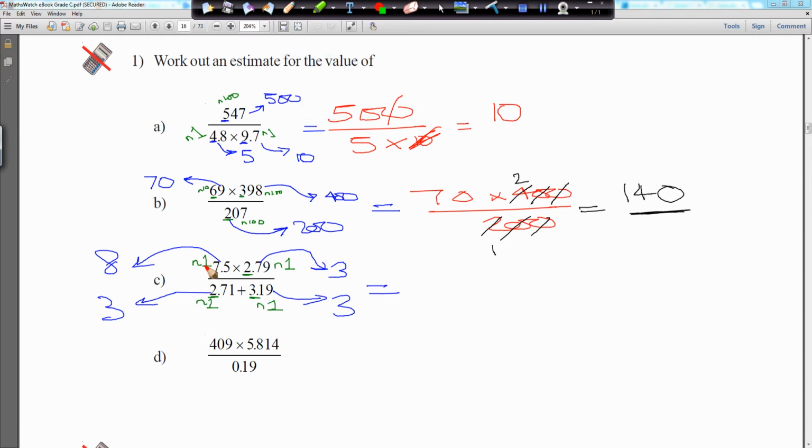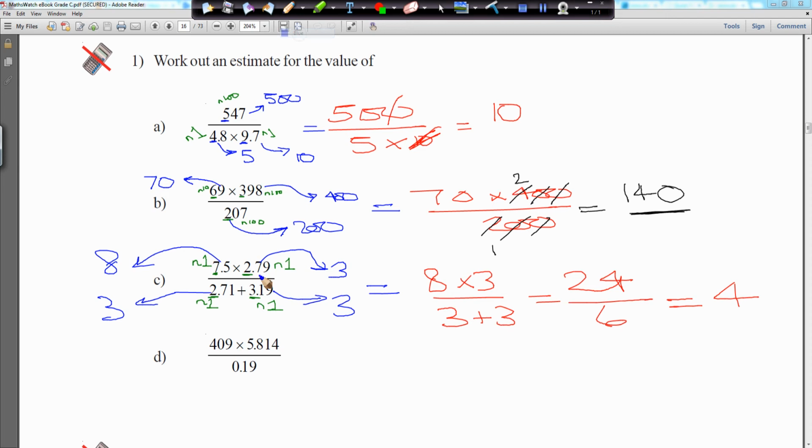Now we have 8 times 3 on top. On the bottom we have 3 add 3. Just make sure we don't make any mistakes here. 8 times 3 gives us 24. 3 add 3 gives us 6. 24 divided by 6 gives us 4. Lovely, done.